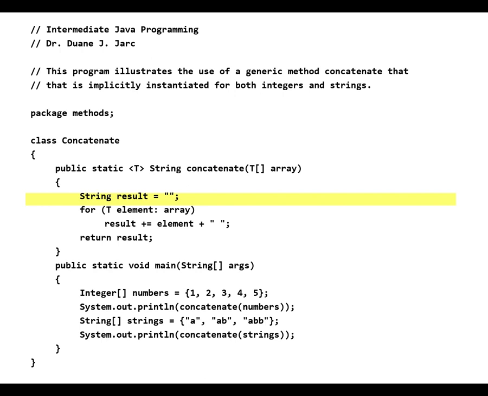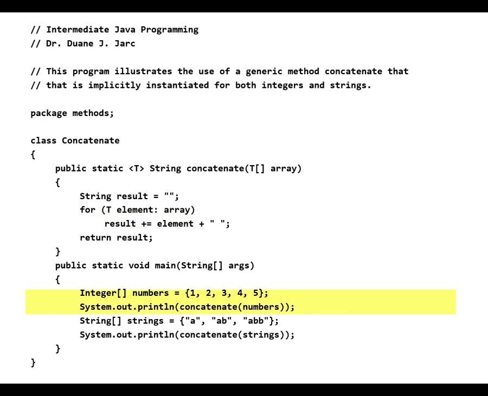The string result is initialized to the null string. Then a for each style loop is used to iterate across the entire array. Each element is concatenated onto the end of the string result together with a space that separates them. Notice that the type of the element is the generic type T. Also recall that when any object is concatenated onto a string, the toString method of the appropriate class is implicitly called.